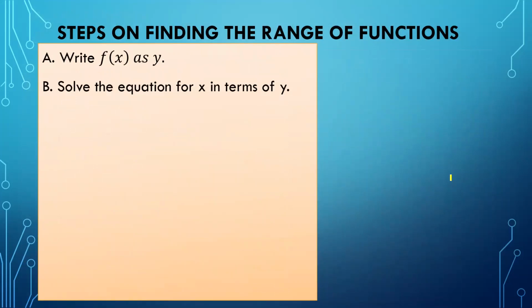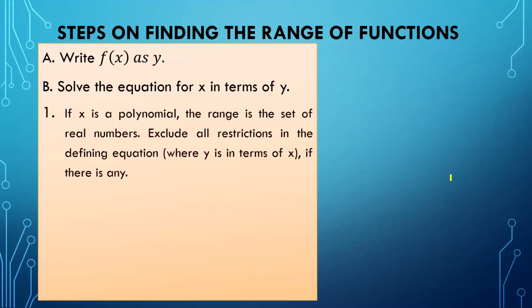Then in finding the range, we need to write f of x as y. Then we need to categorize if it is a polynomial function, a rational function, or a radical function. After you write f of x as y, you need to solve the equation for x in terms of y. Then we have the conditions.